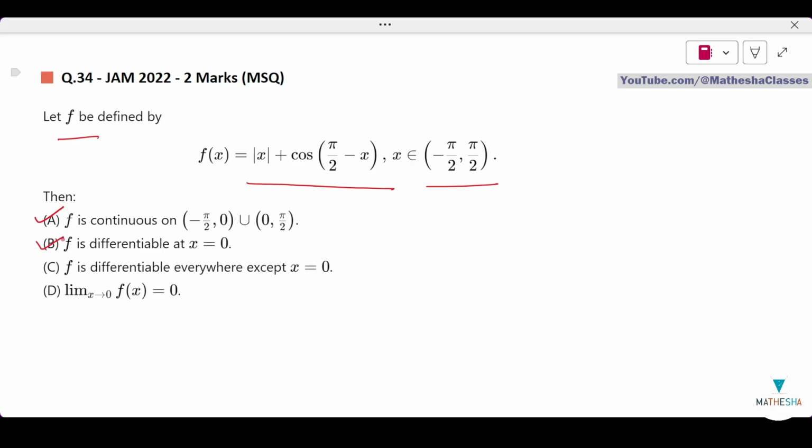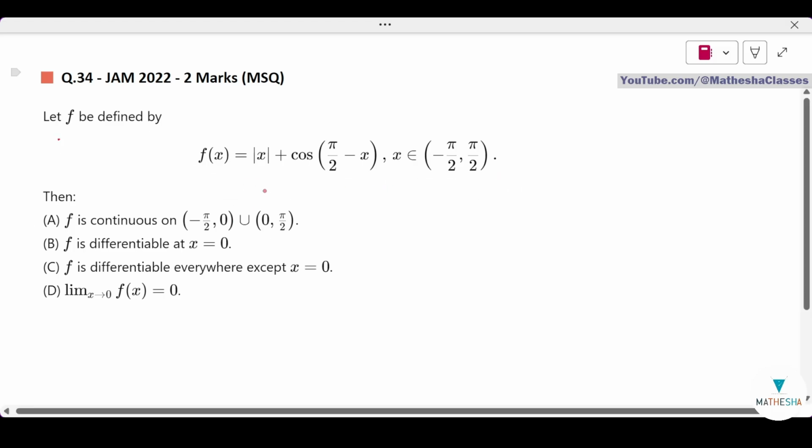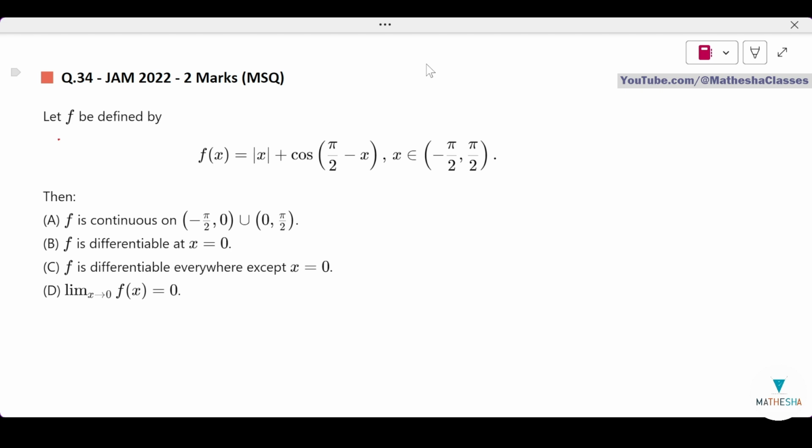Option B, f is differentiable at x equal to 0. Option C, f is differentiable everywhere except x equal to 0. And option D, limit of f(x) as x tends to 0 is equal to 0. You have to tell which of the following are true. So first we will start by simplifying the expression of f(x). We first note that this part, cos of pi by 2 minus x, is sin x.